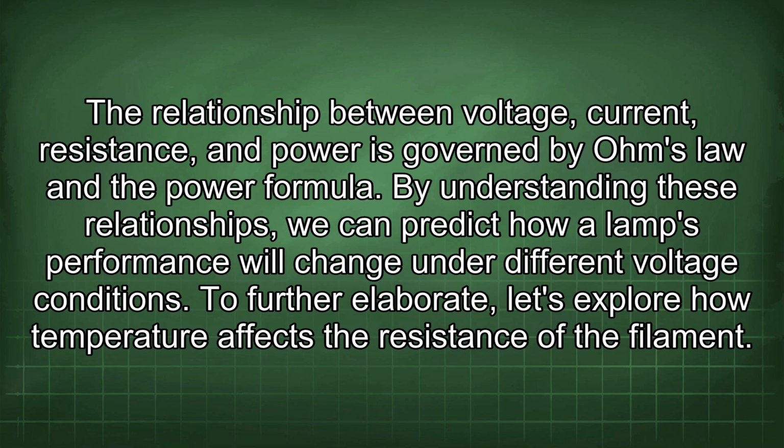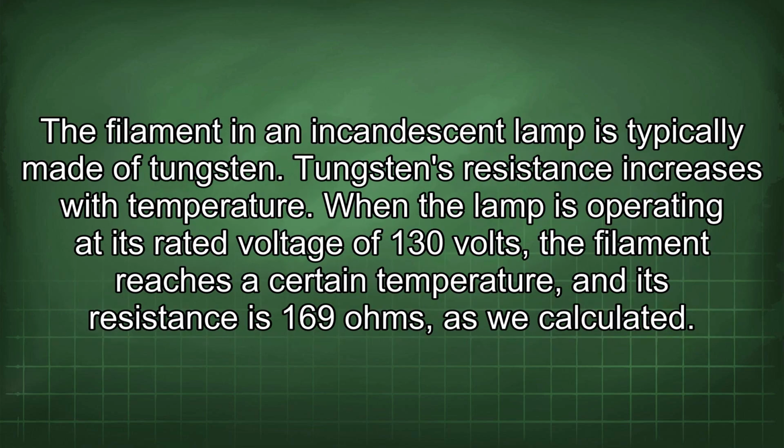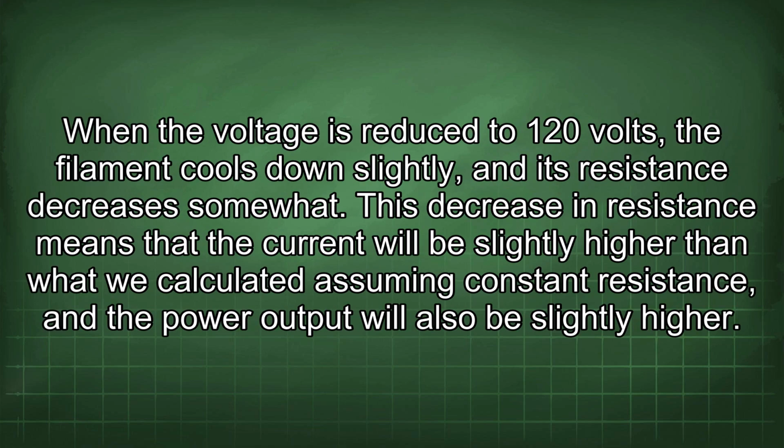To further elaborate, let's explore how temperature affects the resistance of the filament. The filament in an incandescent lamp is typically made of tungsten. Tungsten's resistance increases with temperature. When the lamp is operating at its rated voltage of 130 volts, the filament reaches a certain temperature and its resistance is 169 ohms, as we calculated. When the voltage is reduced to 120 volts, the filament cools down slightly and its resistance decreases somewhat.